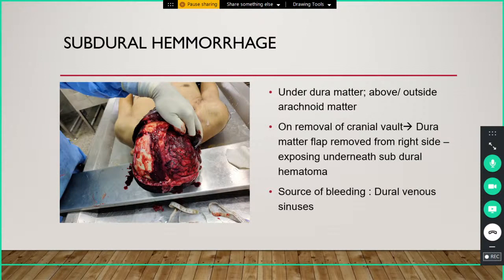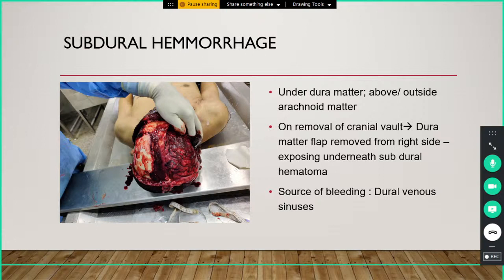This is subdural hemorrhage. The gloves are holding the dura, blood stained dura. This hemorrhage is under the dura mater but above the arachnoid. The bony flap is removed from the right side and you can see the subdural hematoma. The source of bleeding is dural venous sinuses.